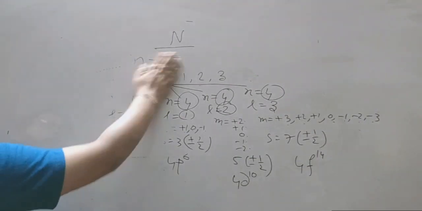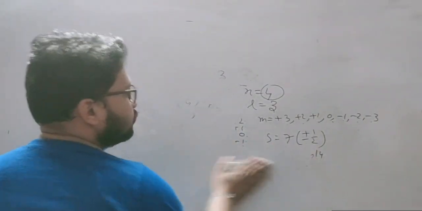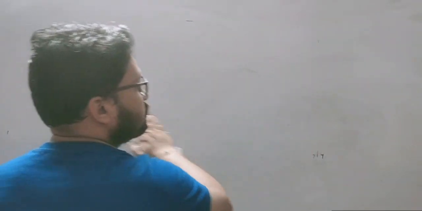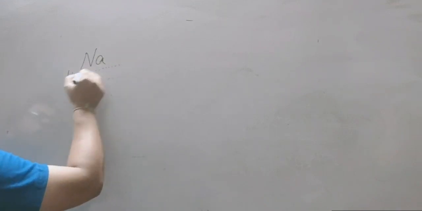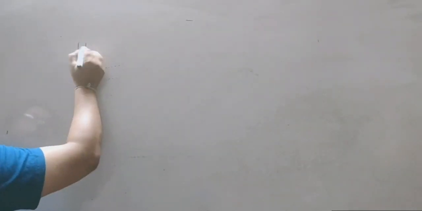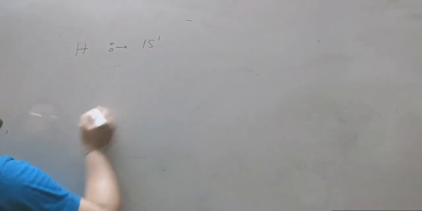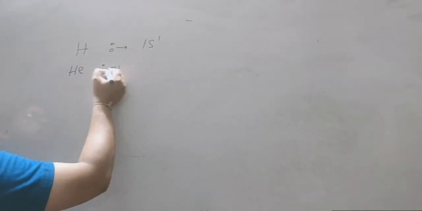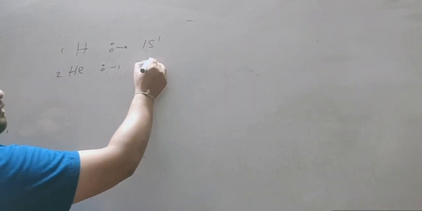We know what 1s is and what 2s is. Now, our aim is to write the electronic configuration, so let's fill it up. Suppose you have sodium, where the number of electrons is 11. We start from hydrogen, with 1 electron, so you write 1s1. For helium, 2 electrons, you write 1s2.